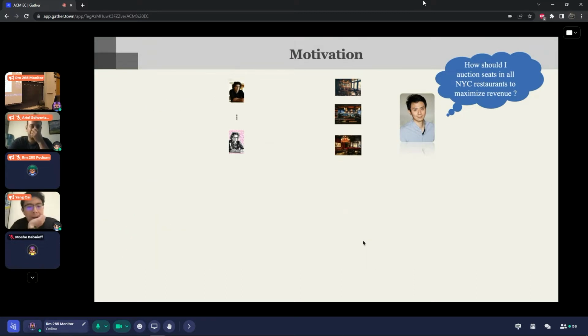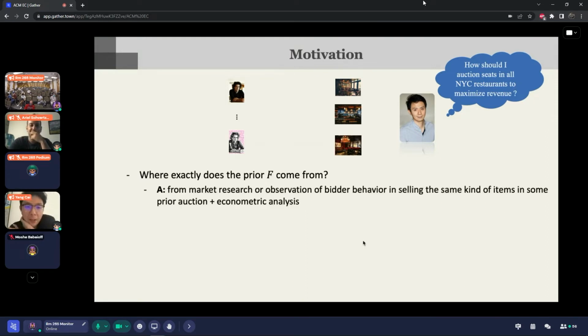But for today's talk, I would like to re-examine the Bayesian assumption, and I want to understand where we actually get this prior F. A common answer is that you can get F by doing market research, or maybe observation of bidder behavior in selling the same kind of items in some prior auctions. Depending on whether those auctions were truthful or not, you may also need to do some econometric analysis to revert the bids into values. But in any case, we don't know F. Our best bet might be that we know an approximate distribution F hat of the true distribution F. So we need to use an approximate distribution F hat to design a mechanism that works well for F.